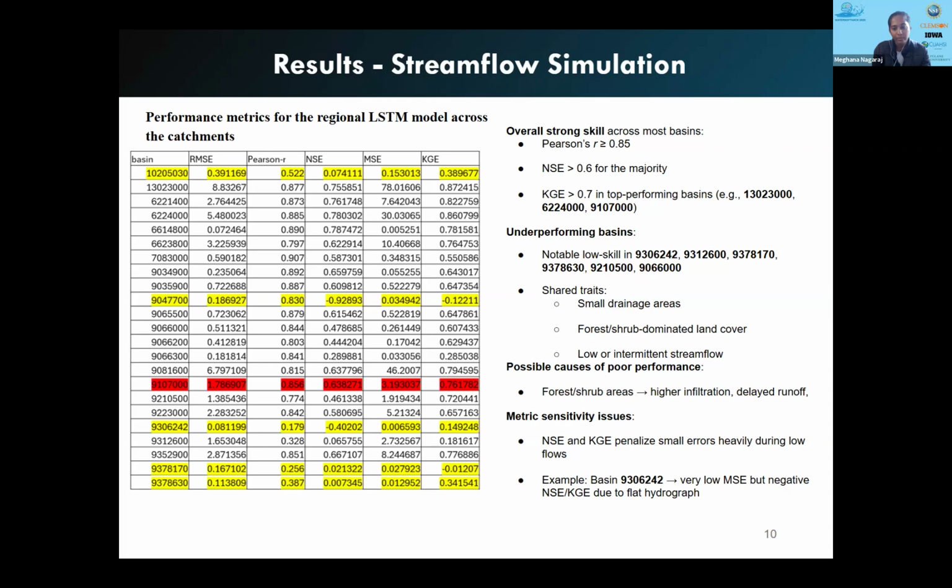What we observed was that the catchments where it was performing low have small drainage areas. They were mainly forest or shrub-dominated land cover, which caused higher infiltration and delayed runoff. Also, we saw metric sensitivity issues, like NSE and KGE, that penalize small errors heavily during low flows. For example, in basin 9306242, there is very low MSE but negative NSE and KGE. The main catchment we are interested in is the Taylor Park Basin. Similar results were observed for the transformer as well. We'll see the comparison. Next slide, please.